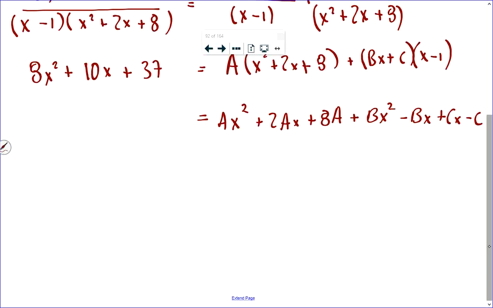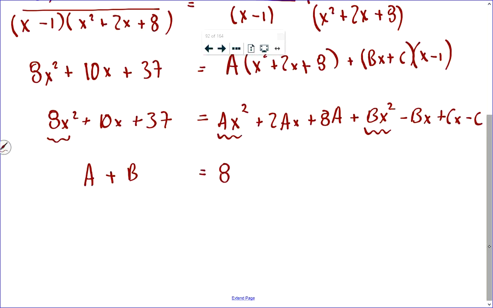So this is equal to 8x squared plus 10x plus 37. These 2 terms have to give us 8x squared. Right? What does that mean about the coefficients of a and b? A plus b has to give you 8. And this isn't going to be a bad system of equations to solve because one of the equations already is missing a variable, or a parameter.